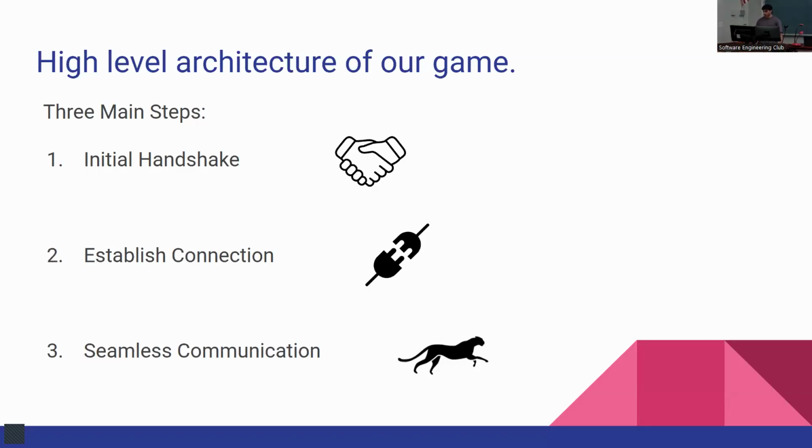So the high-level architecture of our game has three main steps. The initial handshake uses REST. When a client or a user accesses the game in a web browser, the browser is going to send out an HTTP GET request to the server. The server responds with the HTML, JavaScript, and other assets needed to load the game's client-side interface. And then the socket.io library on the client side will also initiate a WebSocket connection attempt to the server.